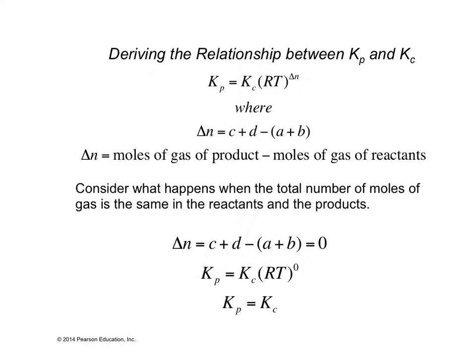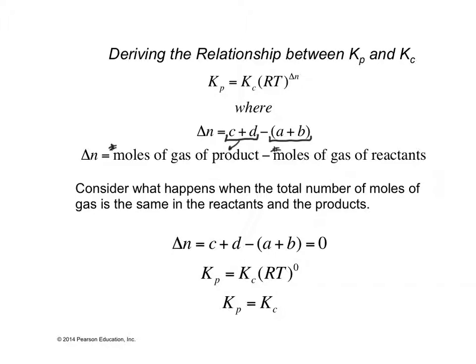So what is delta n? So delta n is essentially determined by the number of moles of gas of product, right? So this is the number of moles of gas as a product, and you're subtracting from it the number of moles of gas as a reactant. So this is the number of moles of gas as a reactant, okay? So it's the difference in the number of moles of gas between the products and the reactants, okay?